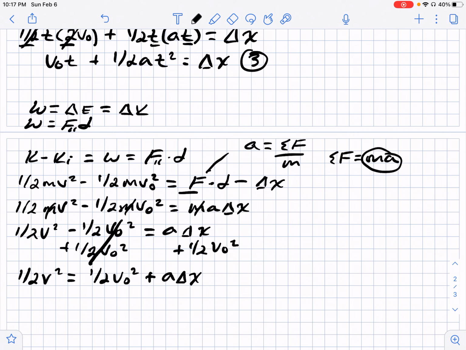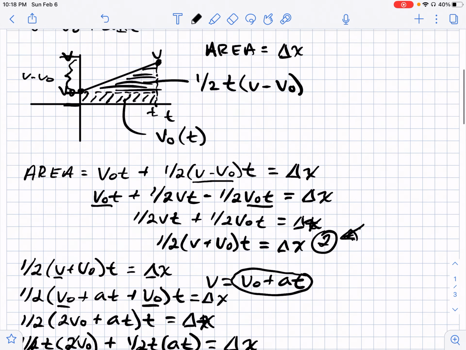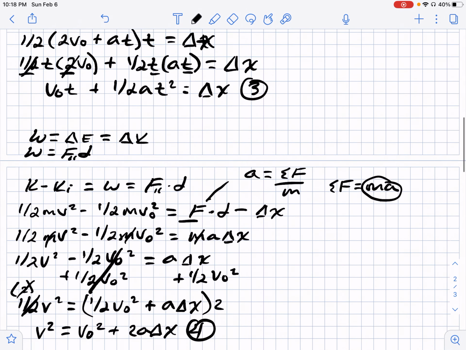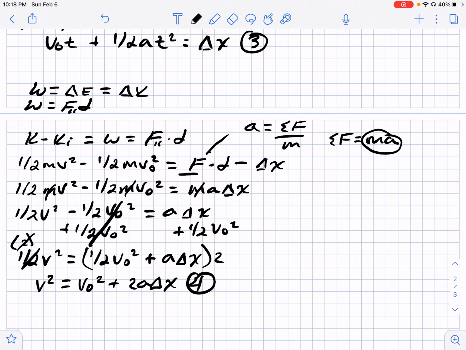Now I'm going to multiply both sides by 2 to cancel that out. So all this is going to get multiplied by 2. And I'm left with the final velocity squared is equal to, now FOIL that 2 in, 2 times 1/2, that just leaves me v naught squared plus 2a delta x. So there's my fourth kinematic equation. So all these four equations that we just looked at, you actually have some experience using throughout the year. So let's go ahead and kind of rewrite them all again.